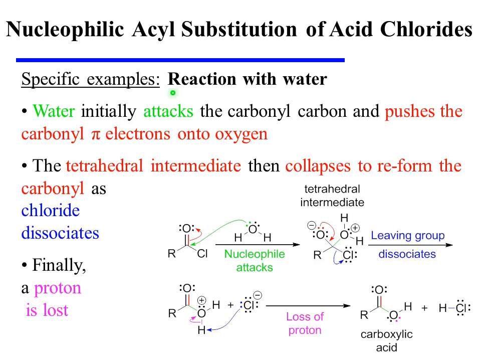Acid chlorides can also undergo reaction with water. In this case, water is the nucleophile that initially attacks the carbonyl carbon of the acid chloride, again displacing the carbonyl pi electrons onto oxygen. The tetrahedral intermediate subsequently collapses to reform the carbonyl as chloride dissociates. And finally, a proton is lost as the final product, a carboxylic acid, is formed.